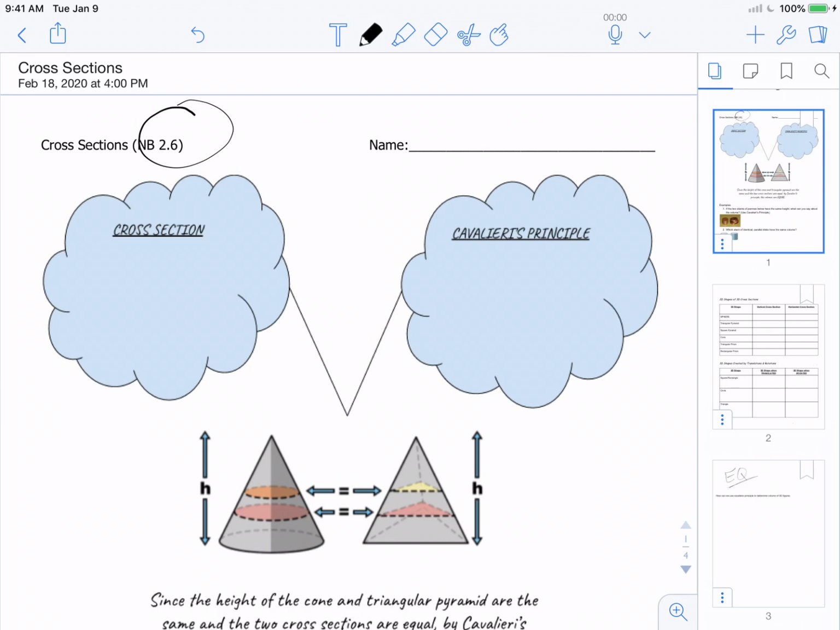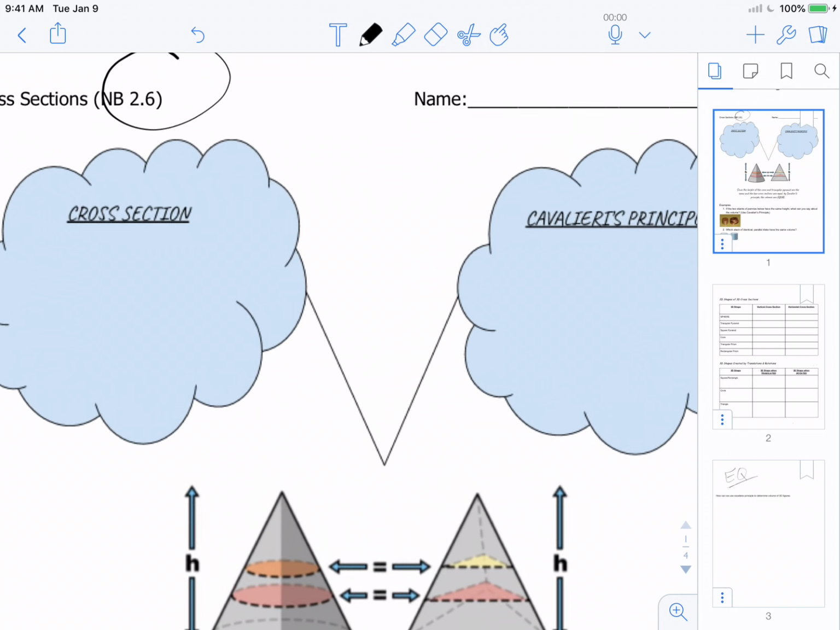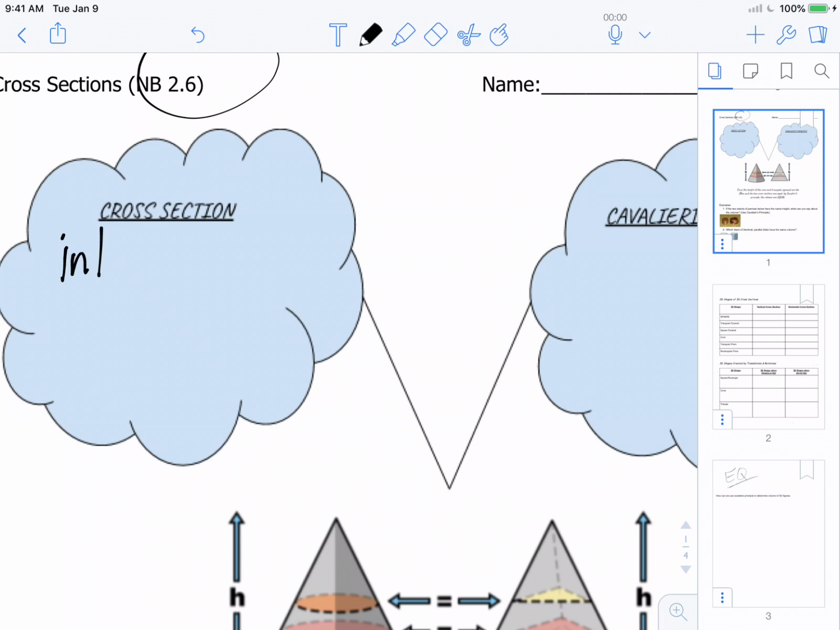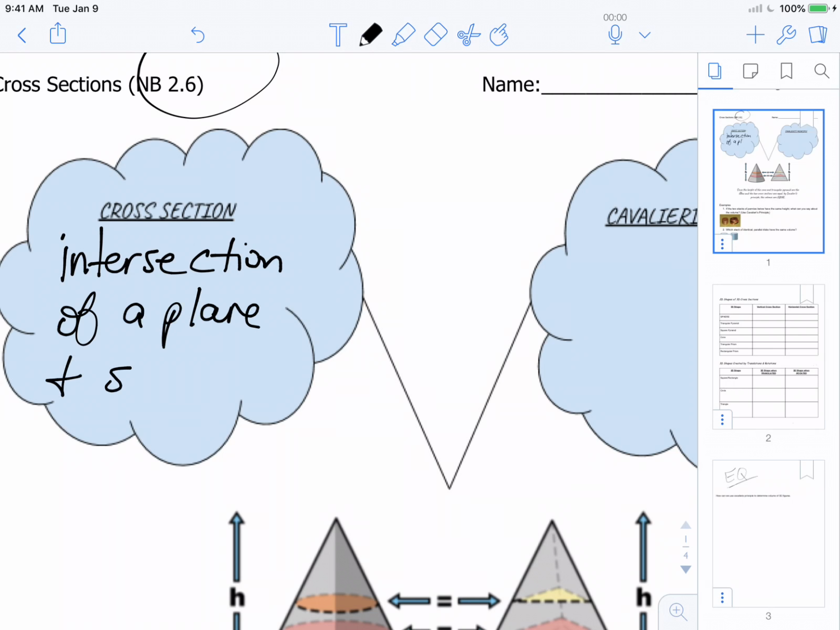All right, so as we talked about, we're going to talk about Cavalieri's principle. Before that, we're going to just talk about what a cross-section is. This was one of your defined terms in your organizer that you did on Quizlet. And a cross-section is just an intersection of a plane and a solid. We're talking about a plane in geometry, a flat surface, not an airplane.